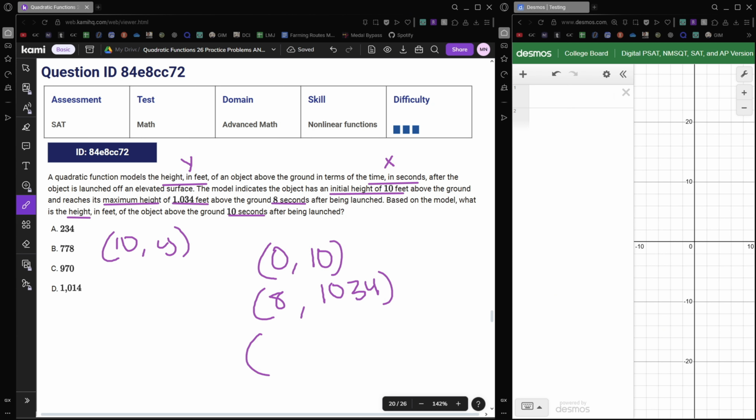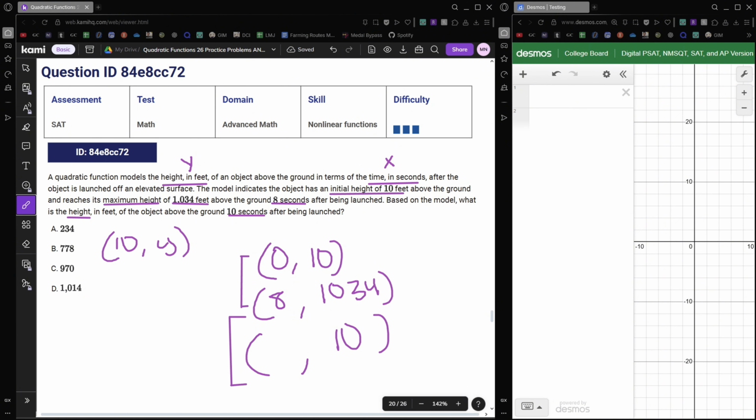So if we had a point that had a y value of 10 as well, we know that the distance from the y-intercept to the vertex would be the same as the distance from the vertex to this second point over here. And the reason for this is, of course, they have the same y value. And a parabola is symmetrical, so the distance would be the same. It would look something like this, where they're both at y equals 10, and here's the vertex.